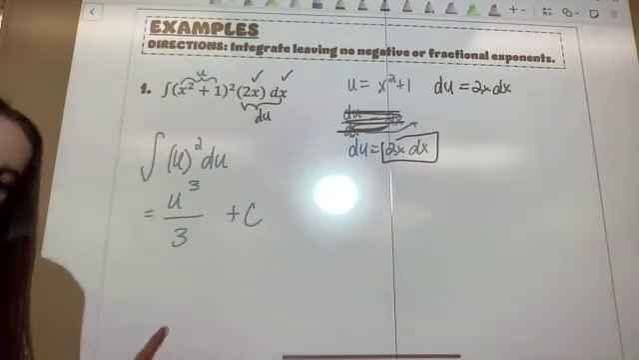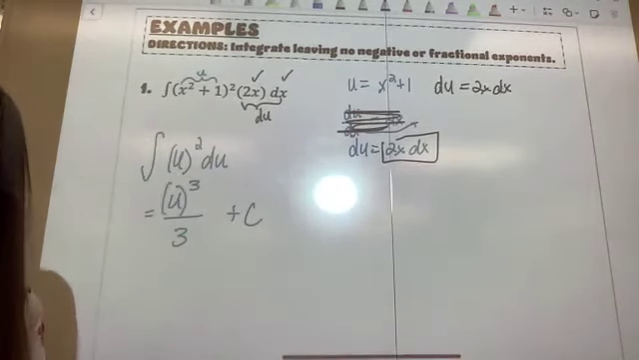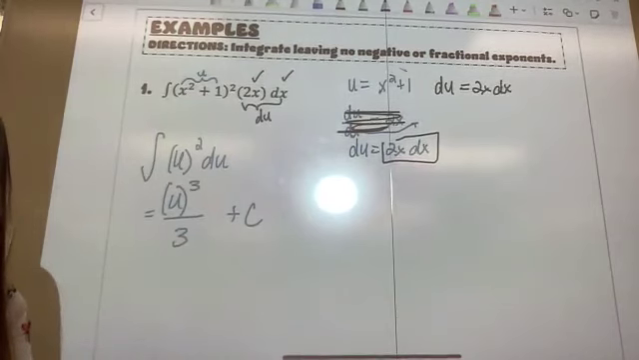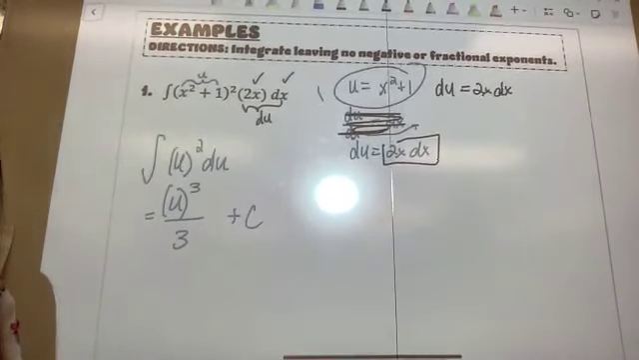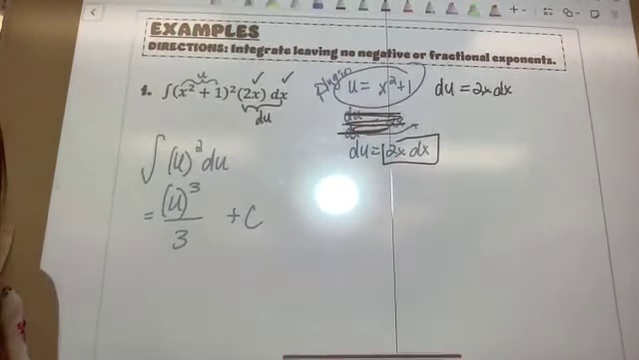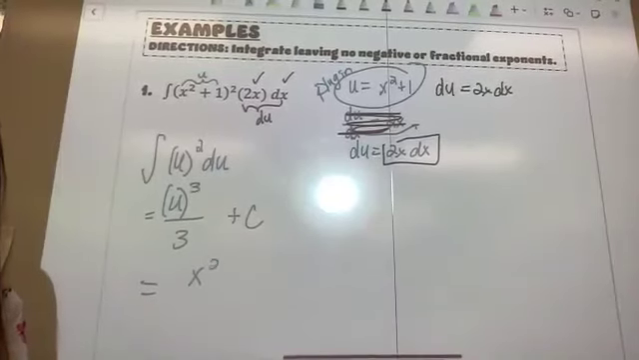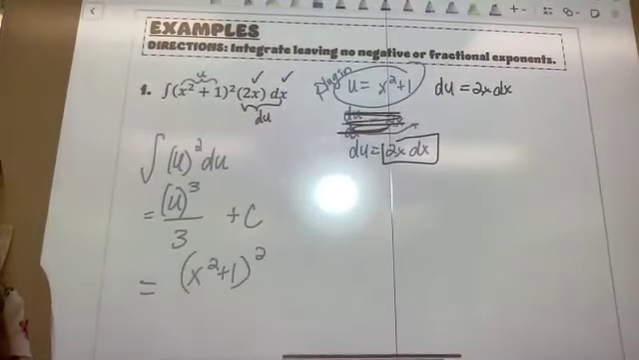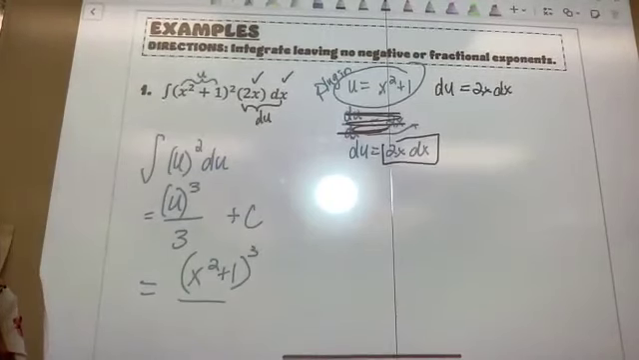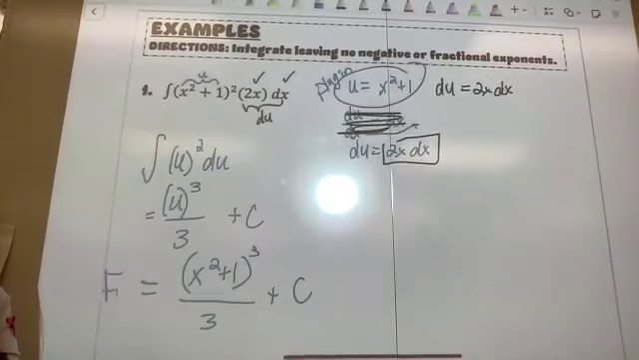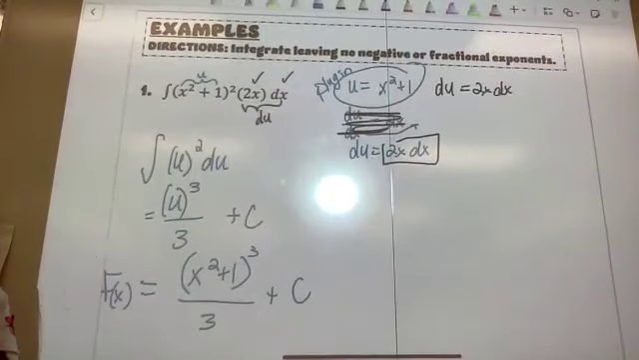So let's go back to the x world, plug it in. U-substitution. Plug it in. We get x squared plus 1 quantity cubed over 3 plus c. That is F of x. That's it. What do you think?